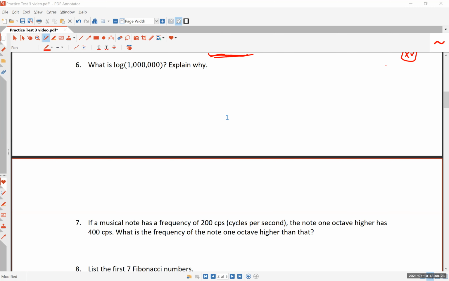Number 6 is the question, what is log of 1 million? All right. So the question is, 10 to what number is equal to 1 million? Remember, the value of a logarithm is the exponent. And so you already know the answer to this, I think, okay? Because a million is 10 to the 6th, so the answer is 6. Maybe I should be very specific: log of 1 million is equal to 6, okay?